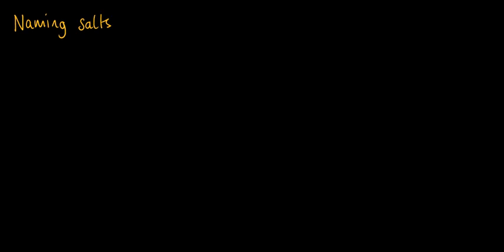Okay, so we're going to talk about naming salts. A salt is made up of a metal and a non-metal that are joined by an ionic bond. This means that the metal will have a positive charge and the non-metal will have a negative charge.